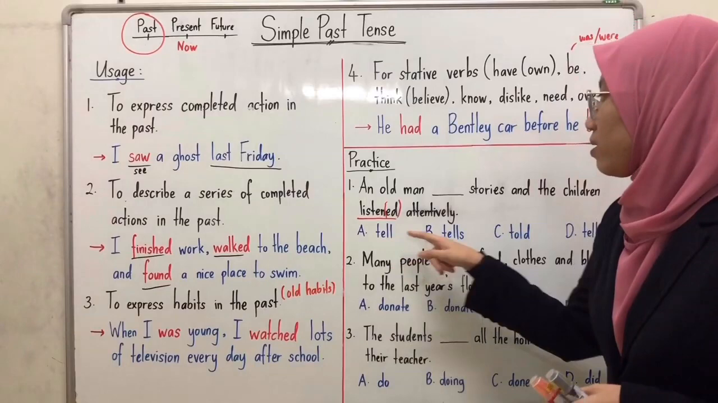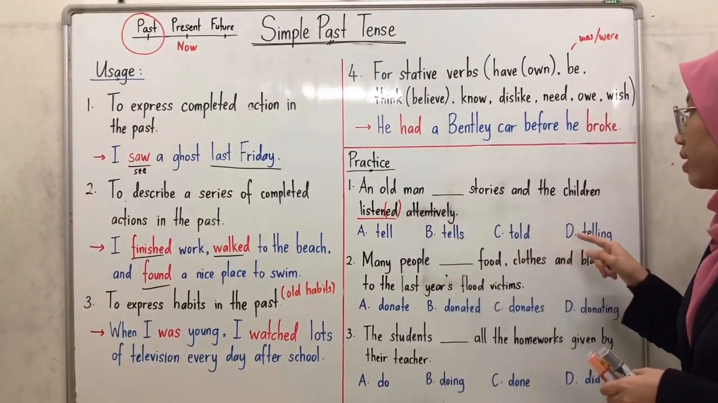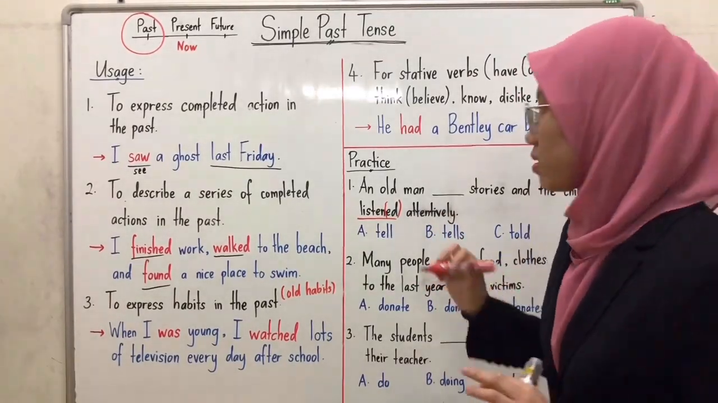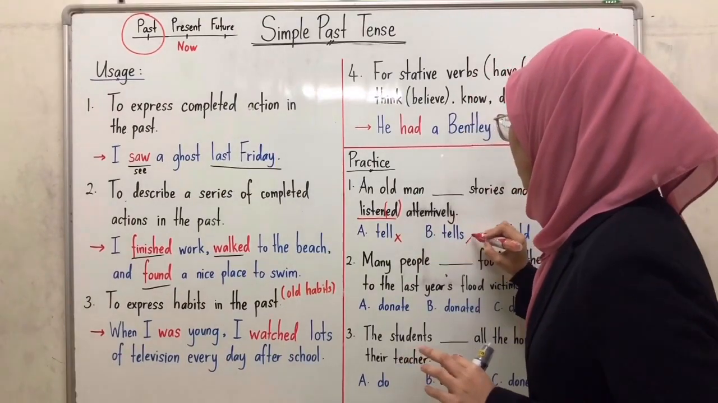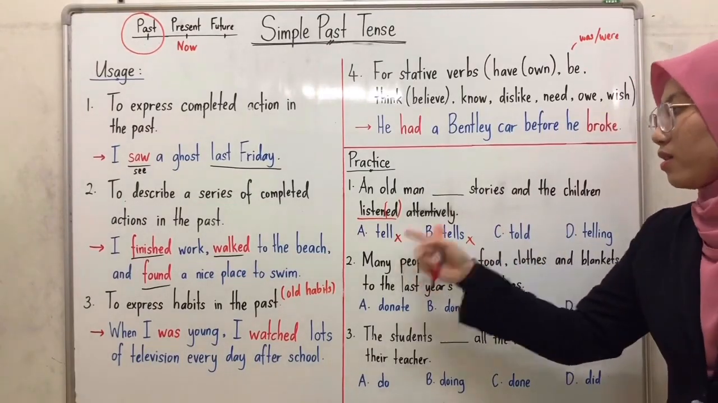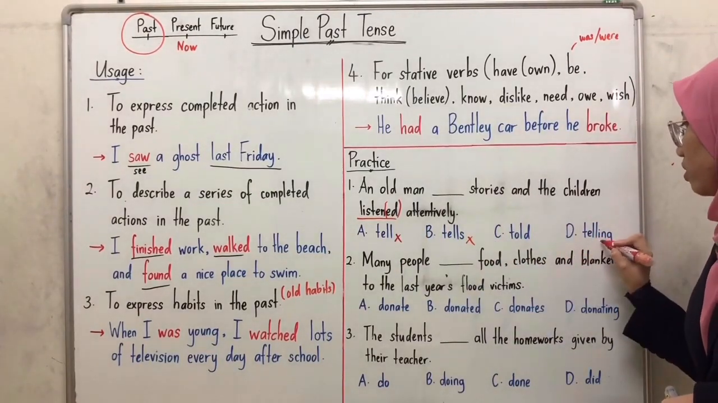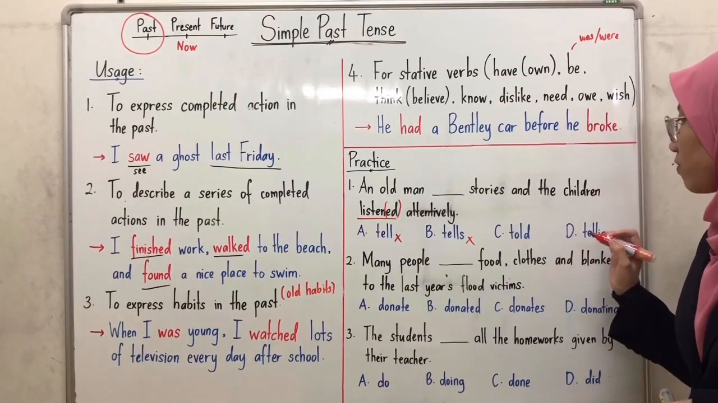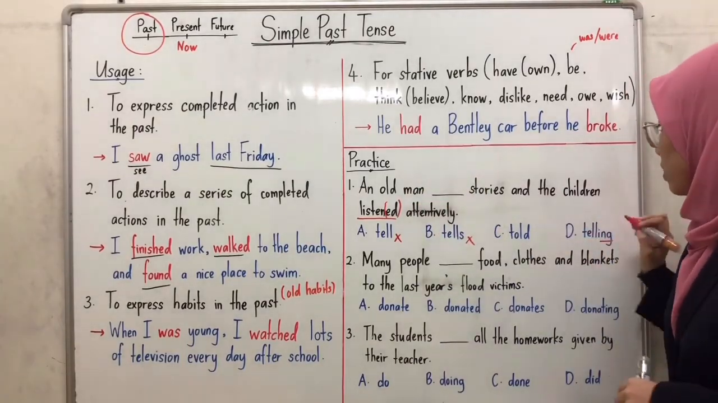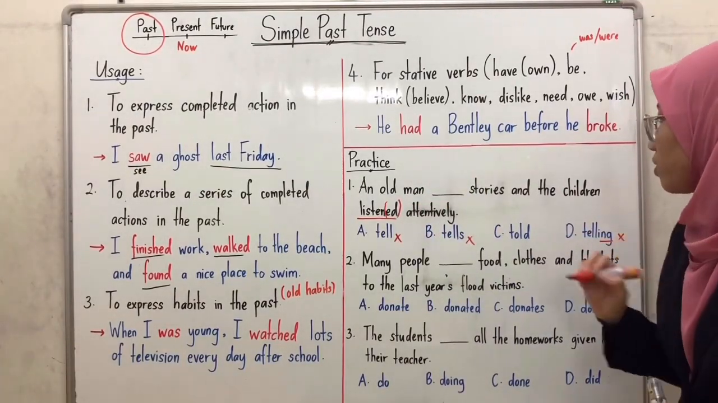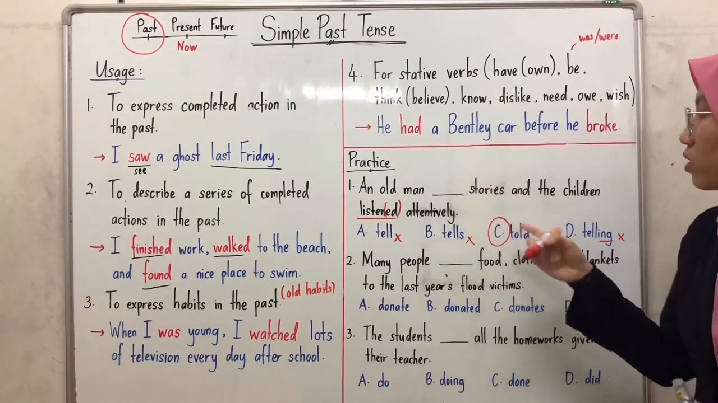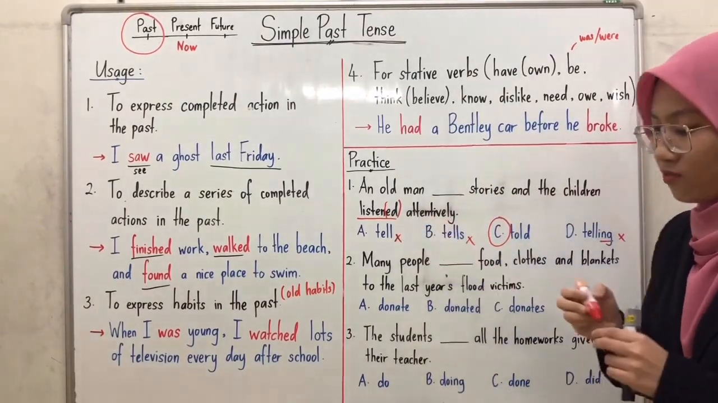We have A, tell, B, tells, C, told, D, telling. Tell and tells are in present tense forms, so A and B are wrong. Told is the past tense form of tell. Telling, ing. We don't put an ing verb after the subject, so D is also wrong. So we have C. An old man told stories, and the children listened attentively.